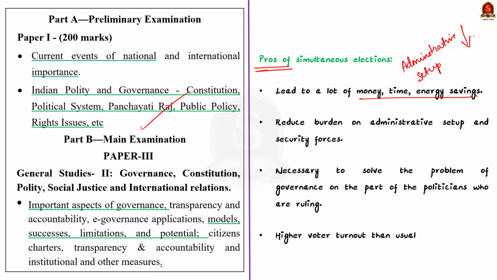Secondly, it is necessary to solve the problem of governance on the part of politicians. See, it is commonly observed that in order to obtain short-term political advantage in assembly elections, the ruling politicians will postpone the long-term decisions which will affect the country. But in case of simultaneous elections, it can be reduced. So it will bring consistency and continuity in policies and programs which will benefit the people. So thereby it leads to political stability. Thirdly, elections held simultaneously would potentially result in higher voter turnout than usual. See, the rationale behind it is that casting votes could be more comfortable for voters when the elections are conducted together. So these are some of the advantages of simultaneous elections.